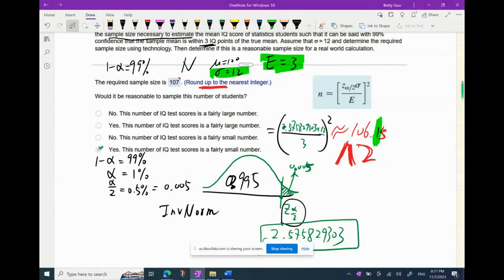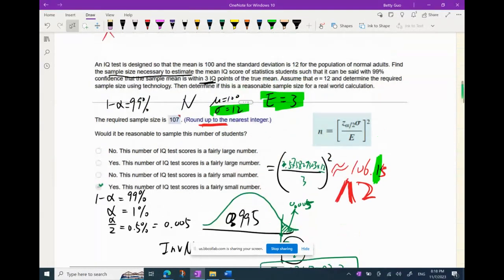Would it be reasonable to sample this number of students? Yes, the number of IQ test scores is a fairly small number. Yeah, probably one college would be enough to have like 107 statistics class students.